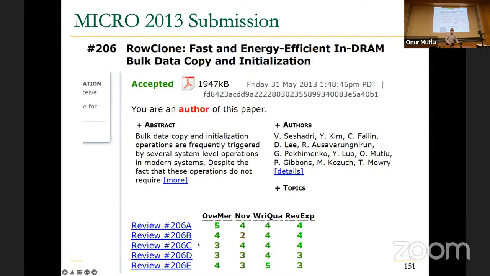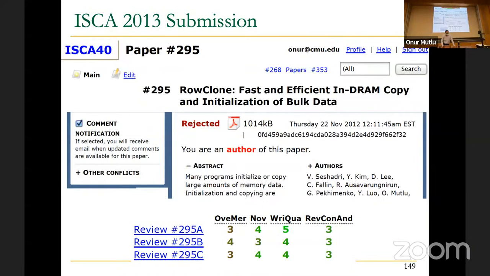Yes, please. Yeah. I don't know what the scale was. I mean, scale could be 1 to 5. I don't remember, frankly. I have to go back and check. If the scale was 1 to 5, that's not bad.